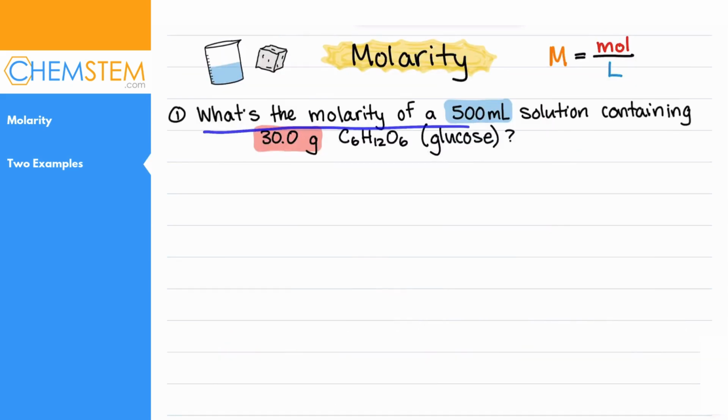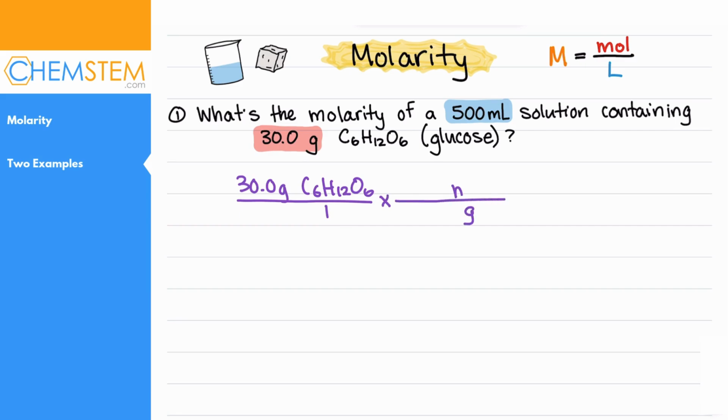What's the molarity of a 500 milliliter solution containing 30 grams of glucose, which is C6H12O6? You usually need to know the formula so that you can calculate the molar mass, and I'll show you why that's important. If we look at the equation for molarity, it's moles, not grams. So we need to convert our grams into moles. To do that, we're going to take 30 grams of glucose, C6H12O6, and convert that from grams into moles.